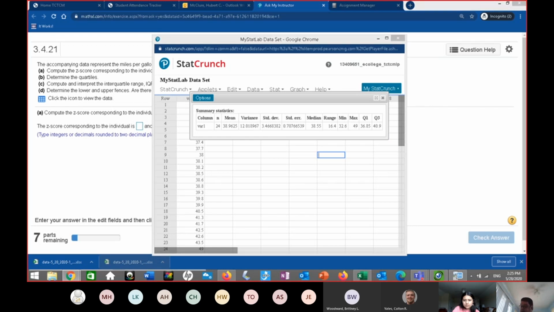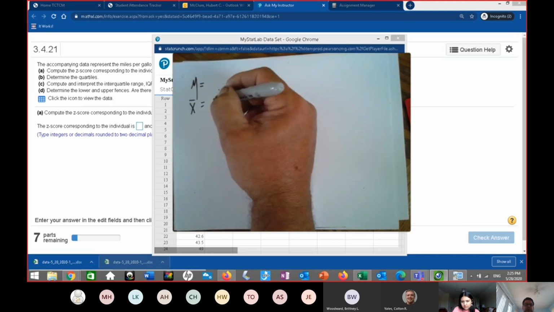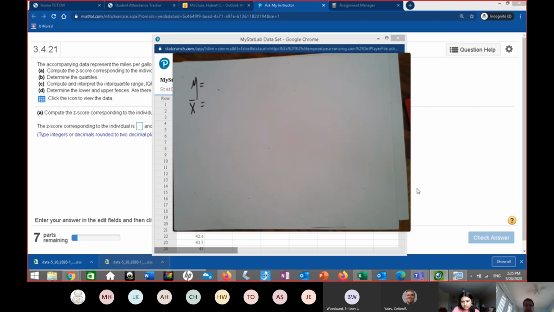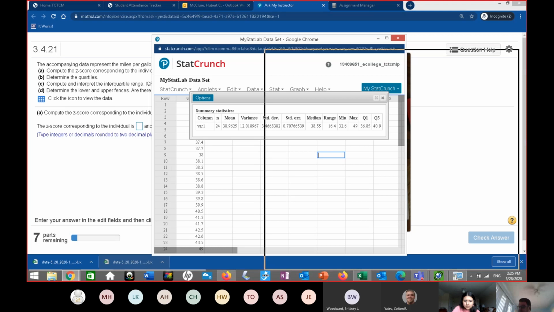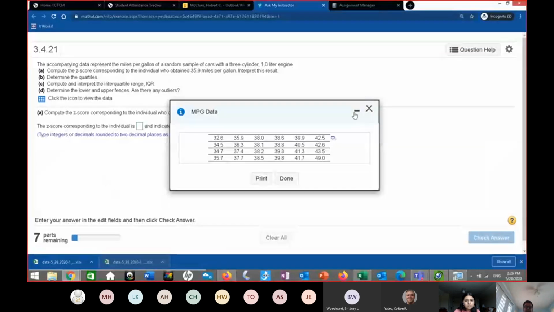So the mean, X bar, is equal to 38.9625. And the standard deviation is 3.4668382. Okay, so that's all I need from that. So I'm going to take that and minimize that.